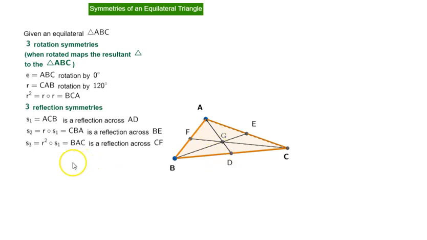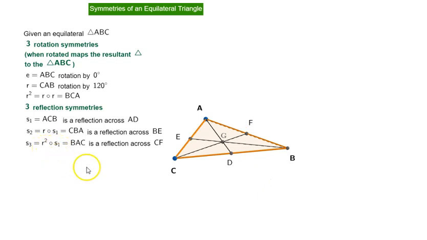Similarly, the third reflection symmetry is reflection across CF. Here A will come to B, B will come to A, but we don't do it like that. What we do is, first we reflect triangle ABC across AD, and then we rotate it twice. So first we reflect it across AD. What will happen? C will come here and B will come here. E will come here and F will go there. So we have carried out the reflection.